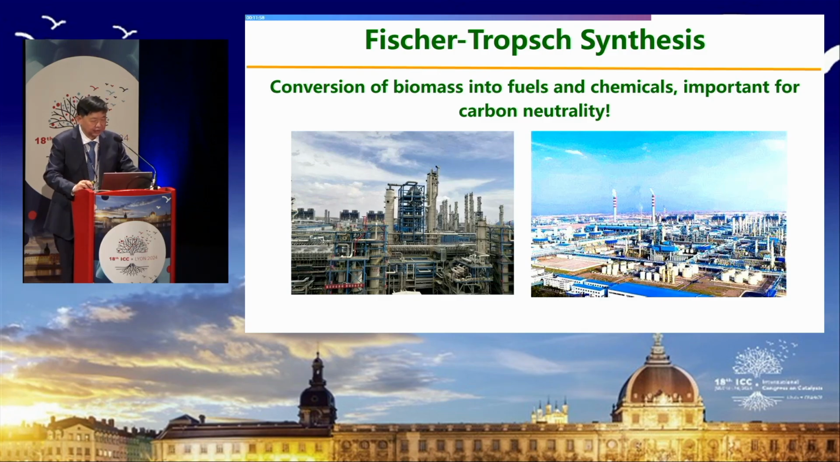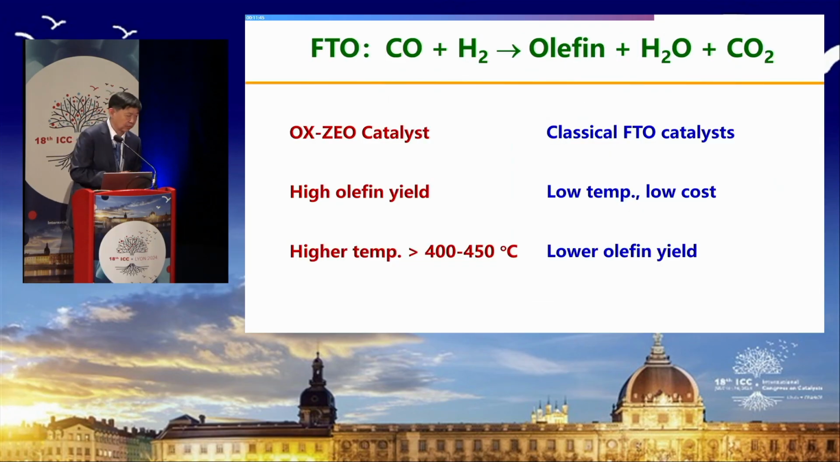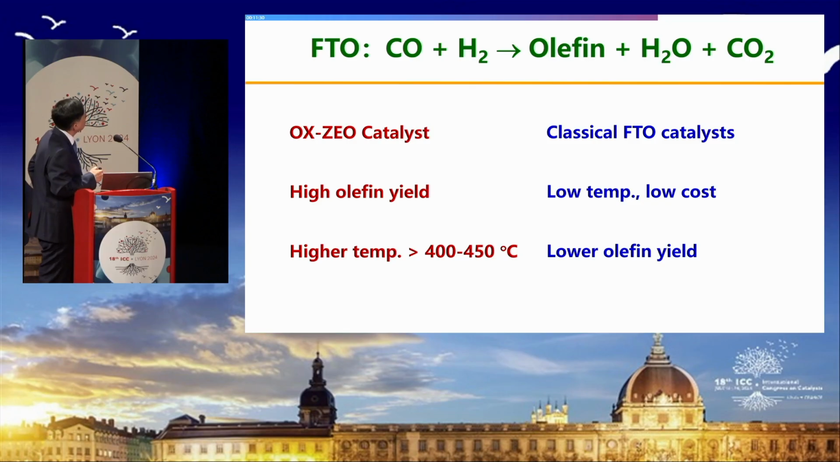FT synthesis is very important. Particularly right now, for carbon neutrality it is very important, because syngas is easy to get from biomass, and also from conversion of CO2. For this reaction, CO and hydrogen to olefin, China did many excellent works. The first work from Professor Xinhe Bao used the oxide and zeolite together. In this case, it gets a very high olefin yield. But in this case, the temperature is higher.